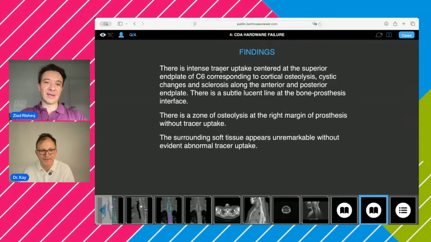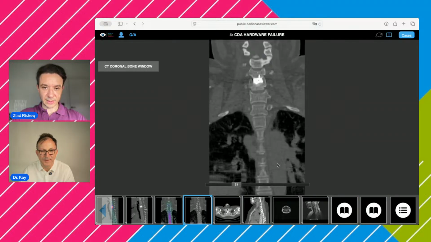In fact, okay, so basically what we have is intense uptake at the superior endplate of C6 and corresponding cortical osteolysis, cystic changes, and sclerosis. There's a subtle lucency line at the bone prosthesis interface. I think if it was a better CT acquisition, we would have definitely seen that. And there was a zone of osteolysis at the right margin of the prosthesis. I'm going to show you this again.